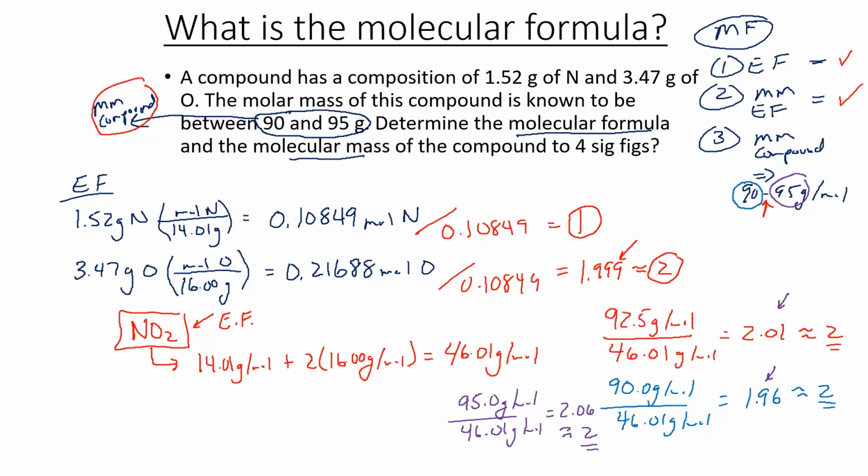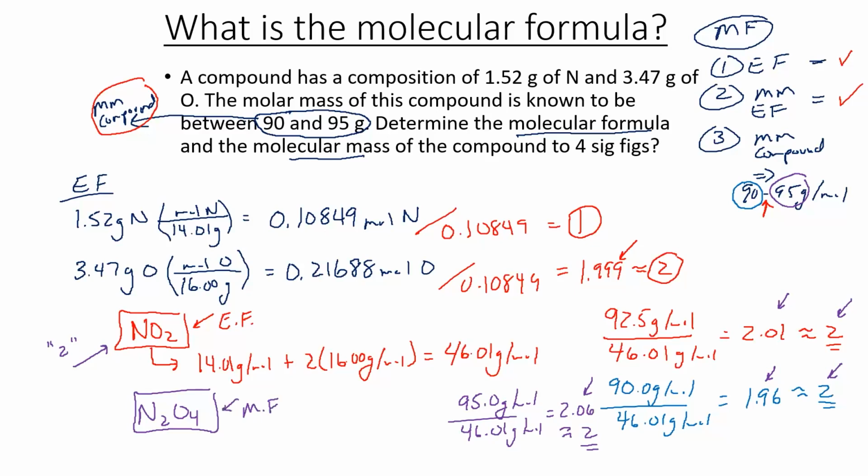So you can see you took the low end of the range, the middle of the range, or really even the high end of the range. You pretty much get a factor to multiply the empirical formula by of 2. So you really could choose any number within that range. And again, when you're figuring out this factor, that's really the one place where it's okay to round to a whole number. So we're going to multiply our empirical formula by that factor of 2. That's going to give us N2O4 as our molecular formula in this case.